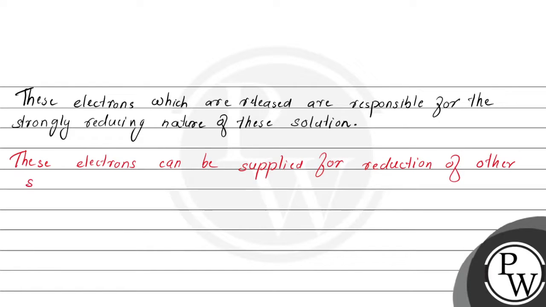कोई भी दूसरा substance जो है इन electrons को gain करके reduce हो सकता है. As we know that reduction means gain of electrons. So any other substance can accept these electrons or gain these electrons that are produced in this reaction and they can get reduced. So we can say that these electrons are responsible for the reducing properties of this solution or the strongly reducing nature of these solutions, because they have these extra electrons which they can provide for reduction of other substances.